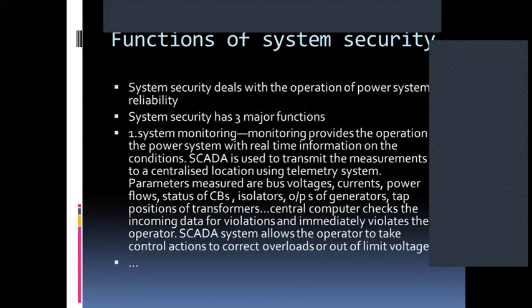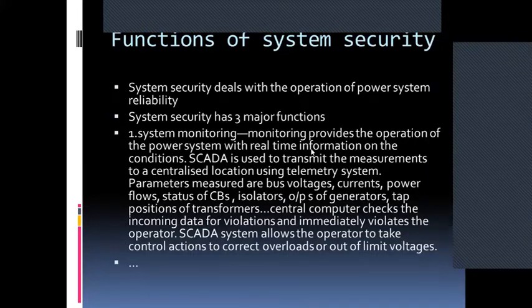Now, functions of system security. System security mainly deals with the operations of power system reliability. System security has three major functions. System monitoring: monitoring provides the operator of the power system with real-time information on the conditions.